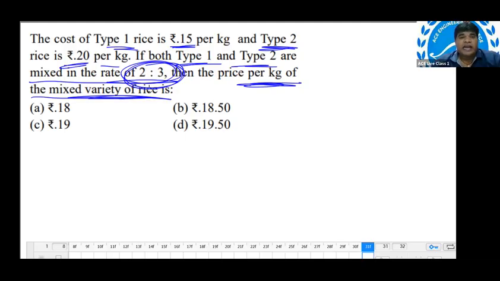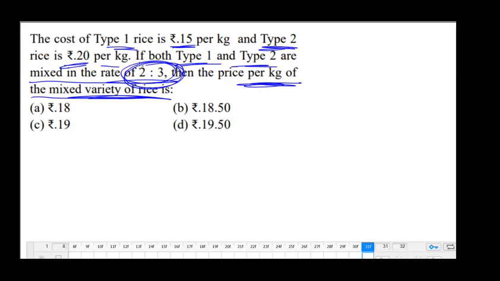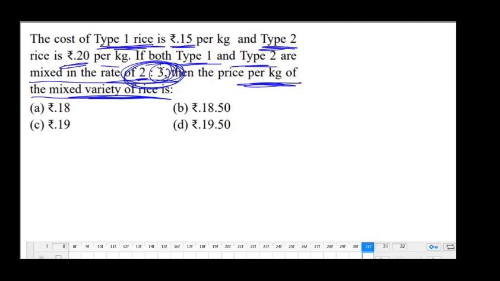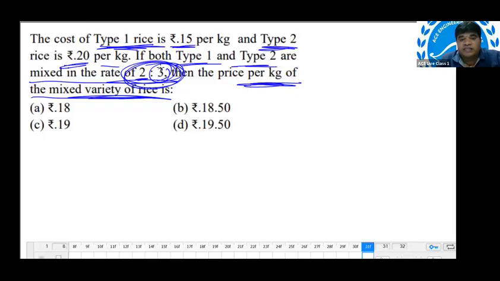Now, in this problem the allegation method is not necessary. They are asking: first type rice 15 rupees, second type rice 20 rupees, both mixed in 2 is to 3. So how many kg of the first type do you take? 2 kg. Second type of rice, 3 kg. Mixing in 2 is to 3 means total 5 kg.